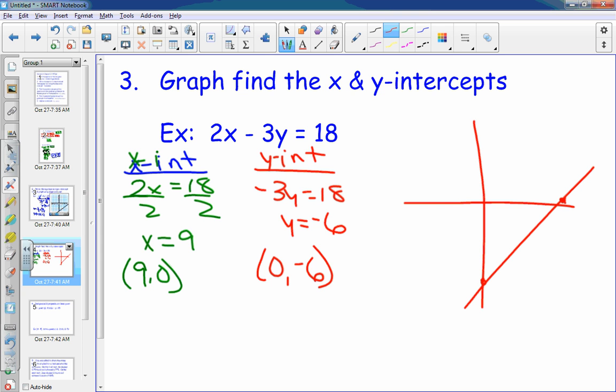Easy? What if it's not a whole number? What if it's a fraction, like 5 over 2? What if the x-intercept is 5 over 2? What's 5 divided by 2? Type it in your calculator. You get a decimal, 2.5, right? So you're going to graph 2.5, comma 0. So you may have to eyeball things. Okay, do we all understand this?